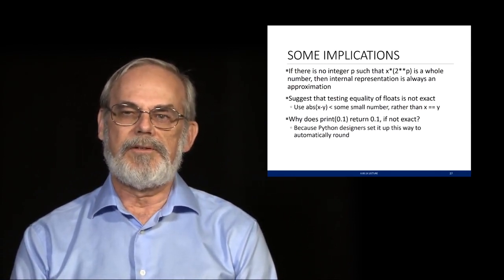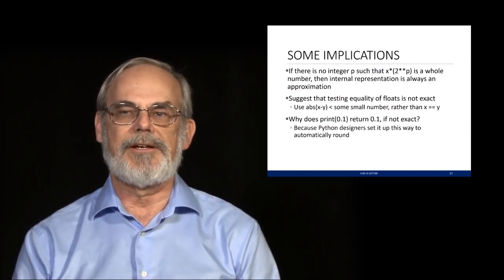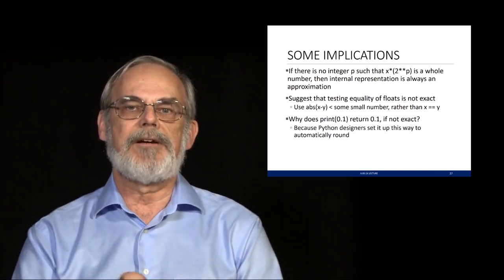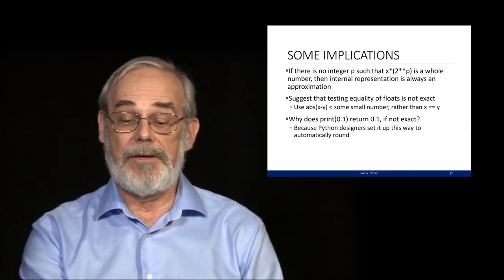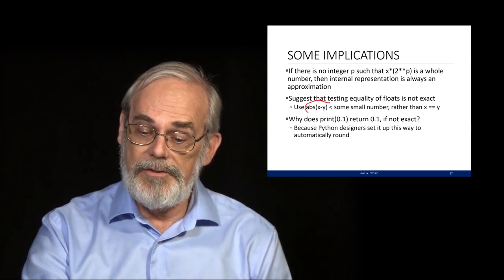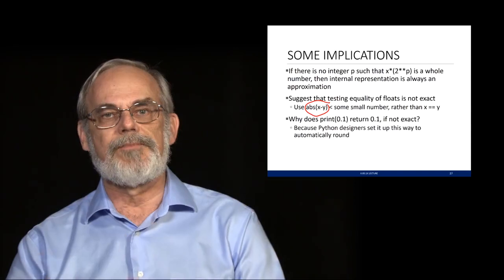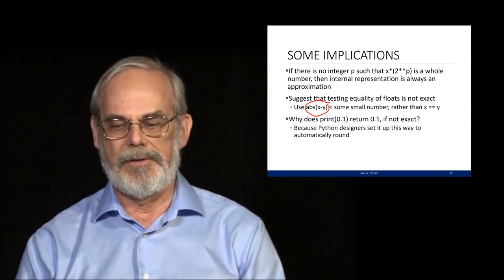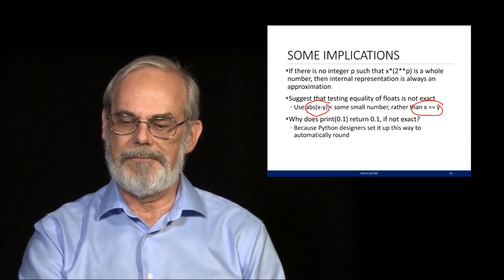Given two floats x and y, you really don't want to use the double equal sign because it's going to check to see, is the binary representation exactly the same? It might not be. It might be really close. So we're always better off using the absolute value of the difference of two floating point numbers. Is it smaller than some small number, rather than using the more exact, are they exactly the same?